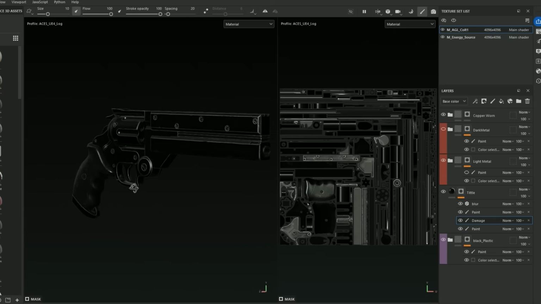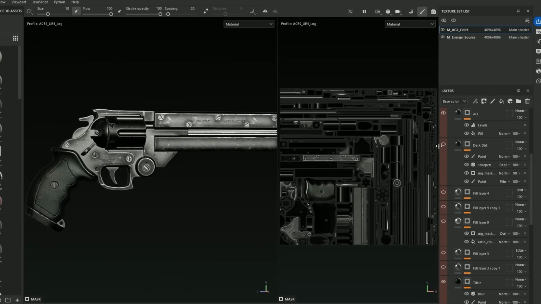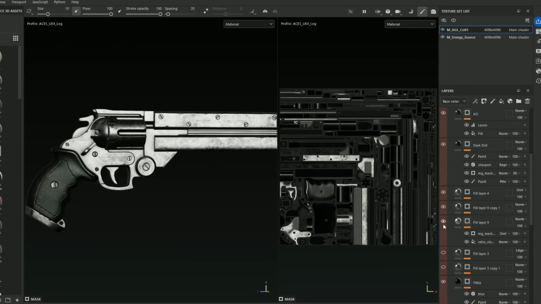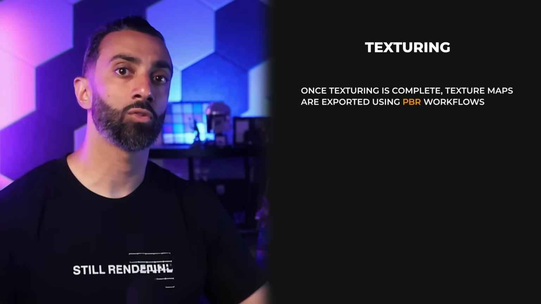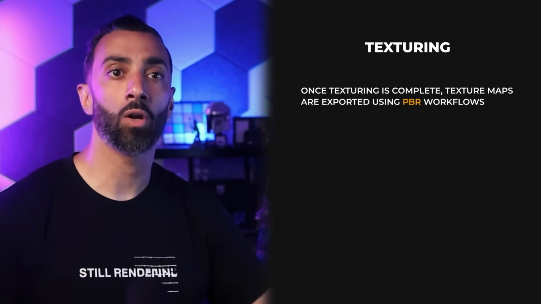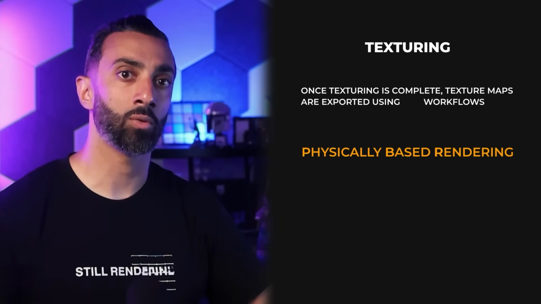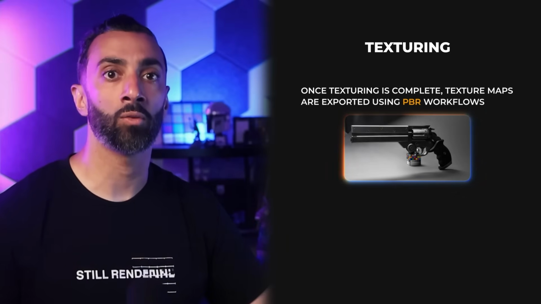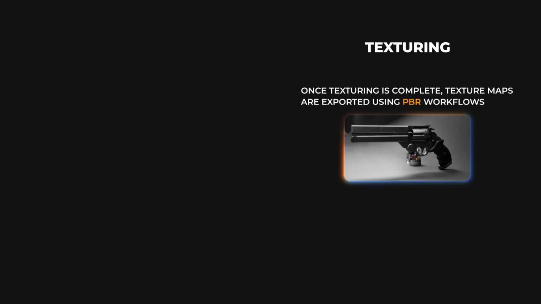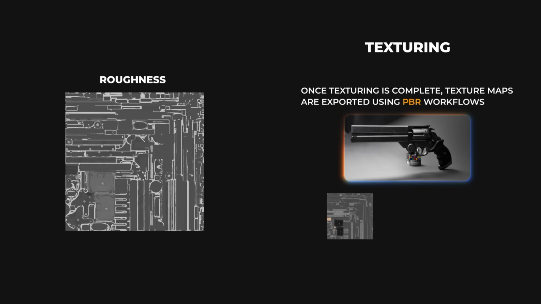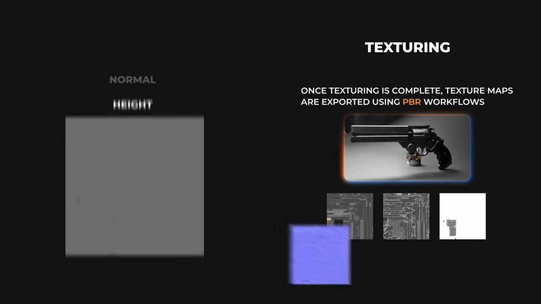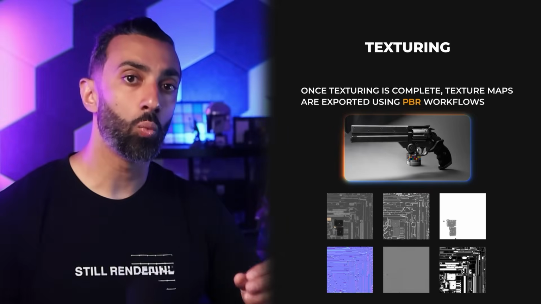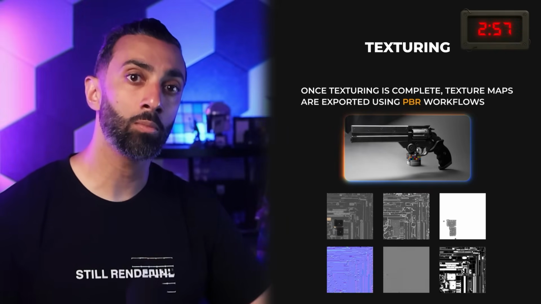And what's great here is that the procedural maps that we baked earlier allow us to easily iterate, reuse, and modify. Once we finish the texture process, we output the texture maps using a PBR workflow, physically based rendering, to make sure that the textures look correct across any real-time or offline render. This usually includes maps like base color, roughness, metallic, normal, height, ambient occlusion. It's one texture set that's compatible everywhere.